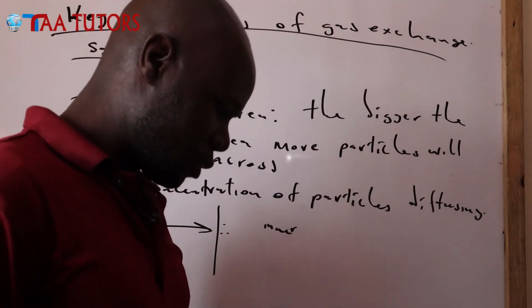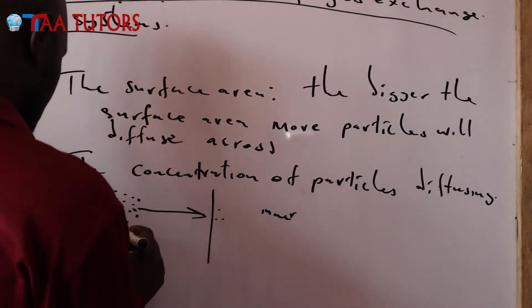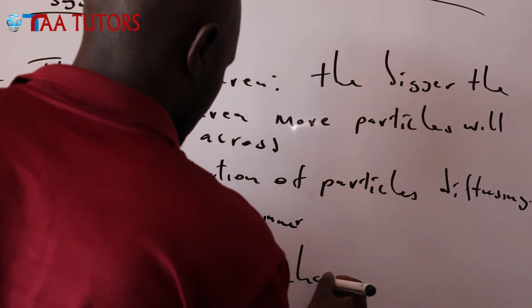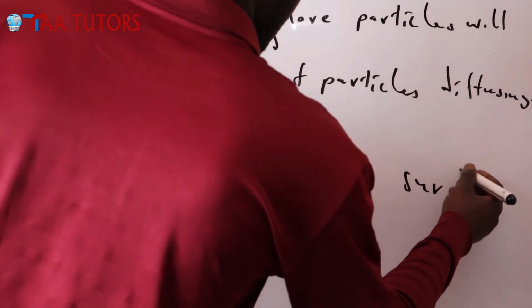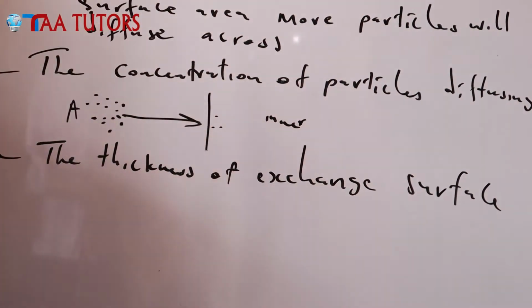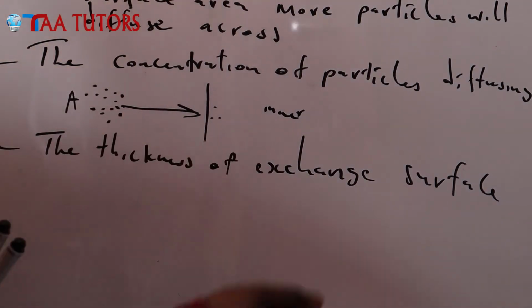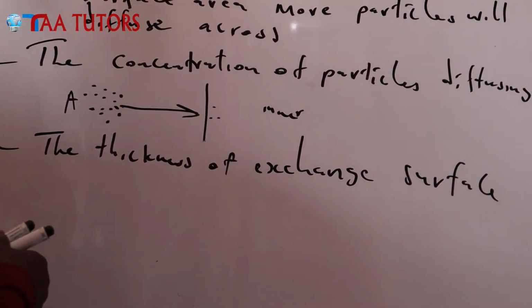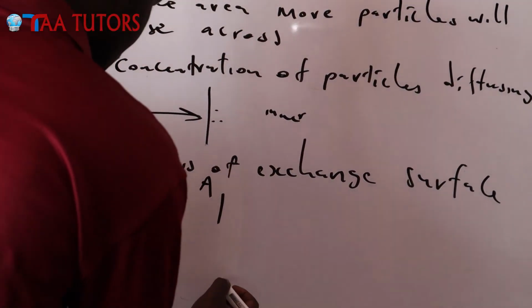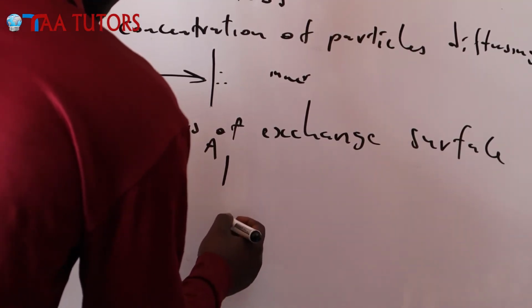Then the next thing that I want us to look at is the thickness of the exchange surface. Now what do we mean here? This membrane that the molecules are going to pass across, its thickness or size is going to determine how quickly the molecules will pass across. I want to illustrate by assuming that we have a membrane in A with that size, and then I can have membrane B here that is a little bit thicker than the other one. So this is membrane B.